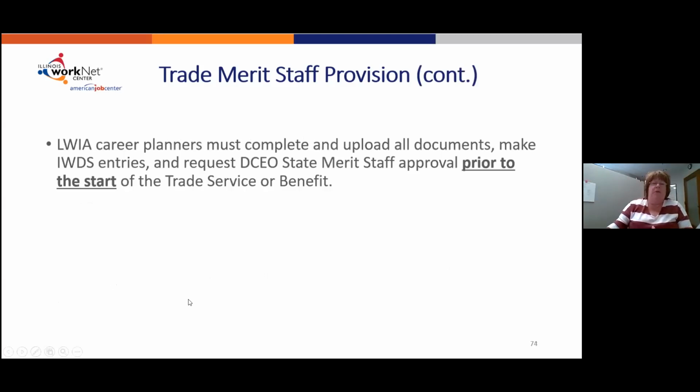Career planners must complete and upload all the documents that are necessary for the review and approval of a request. They have to make the IWDS entries and request state merit staff approval prior to the start of the trade service or benefit. So the "prior to" is the key component to this. We are required to approve them prior to the start dates of anything. There are circumstances where that cannot happen. So we do have the option of the equitable tolling, extenuating circumstance, if we need to use it, but we want to limit the use of that if at all possible.